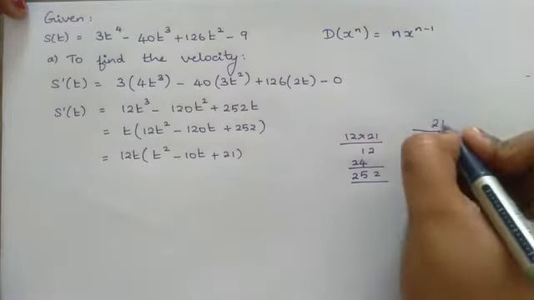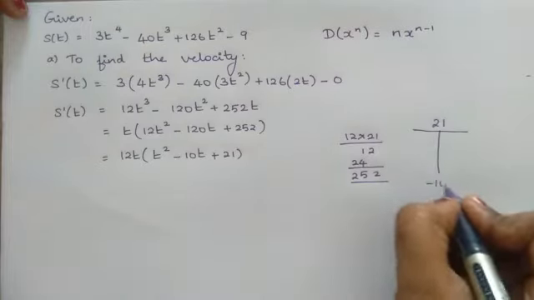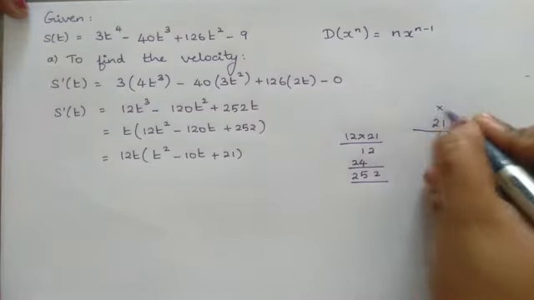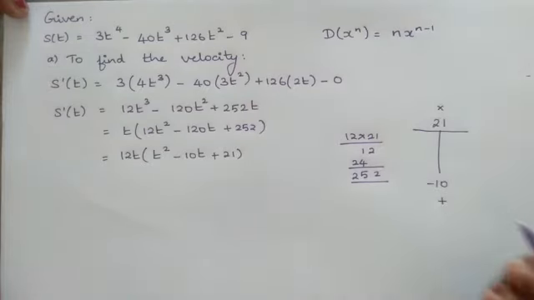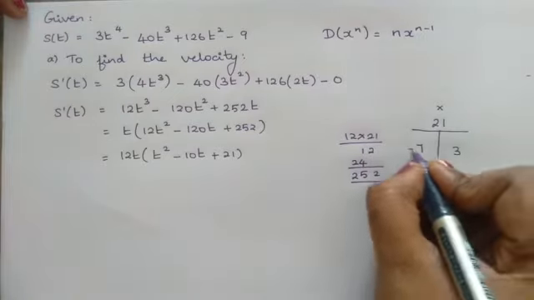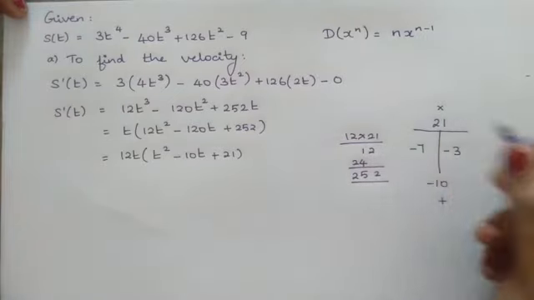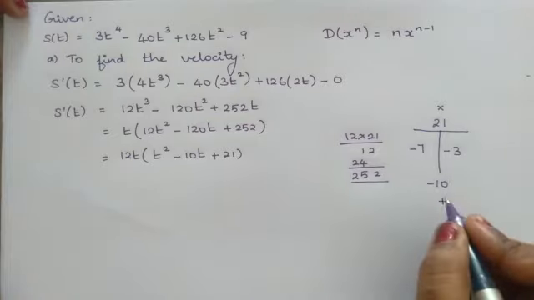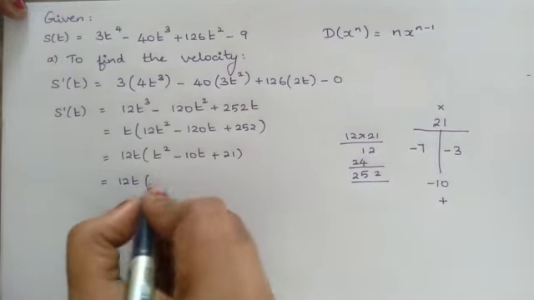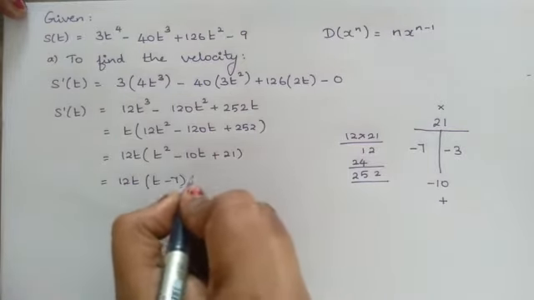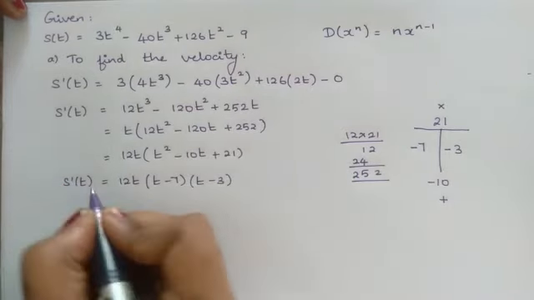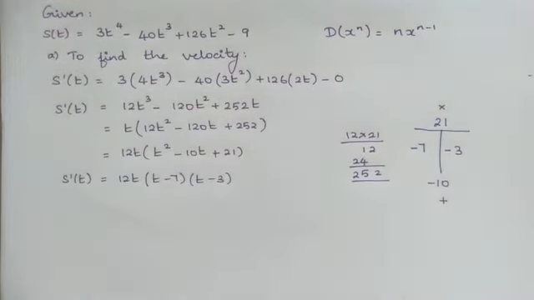Let's have 21 at the top, minus 10 in the bottom. Now we are supposed to use two integers whose product is going to be 21 and sum is going to be minus 10. So that's going to be 7 into 3. Minus 7 into minus 3 is plus 21. Minus 7 minus 3 is minus 10. That's it. So this is 12t into t minus 7 into t minus 3. So this is nothing but s dash of t, which is nothing but the velocity of the object.